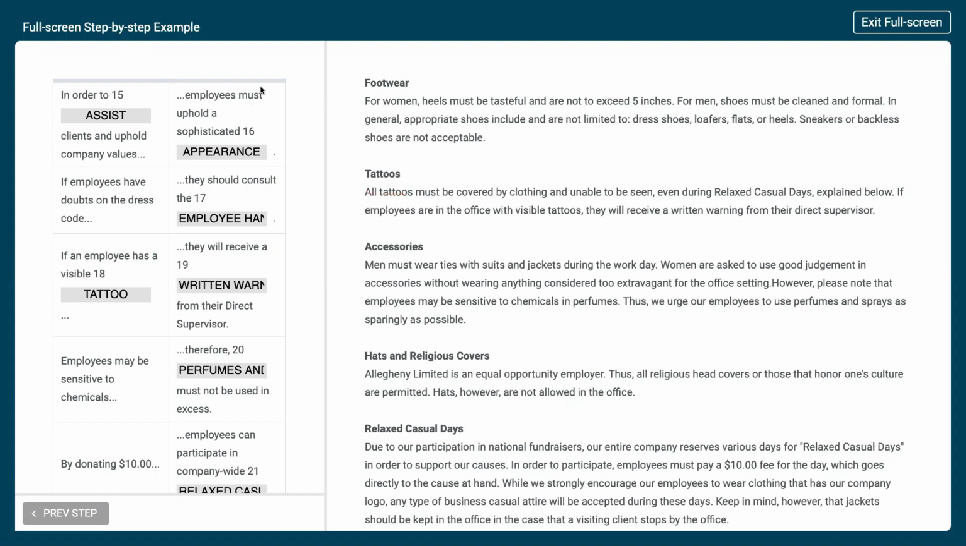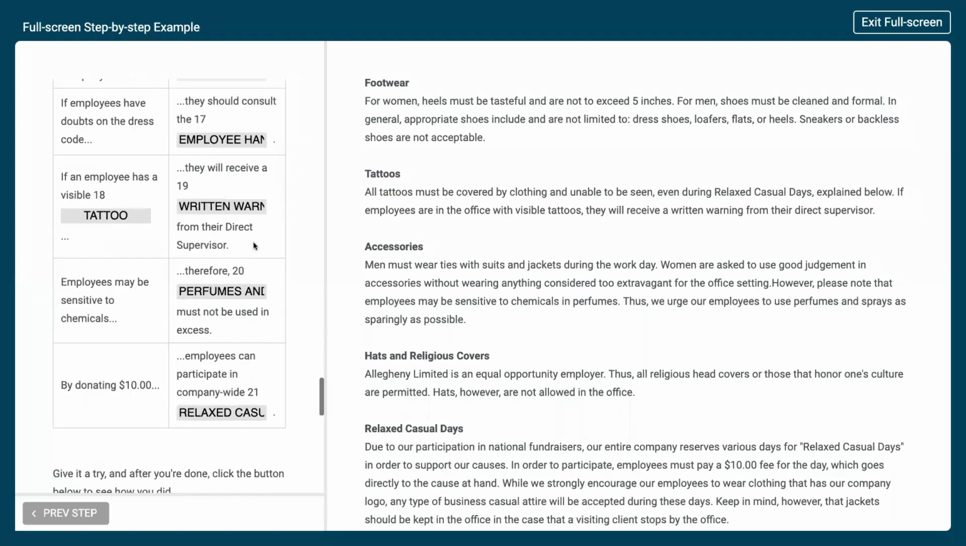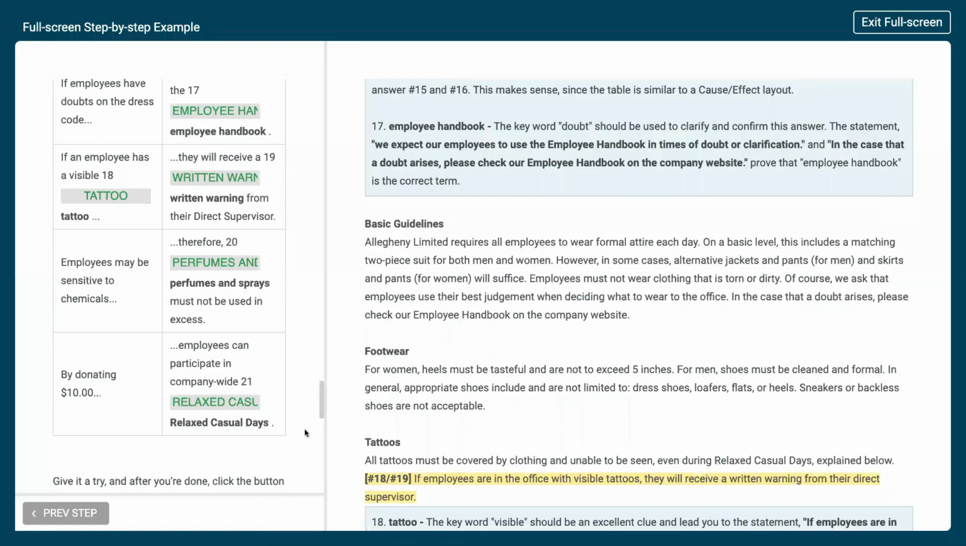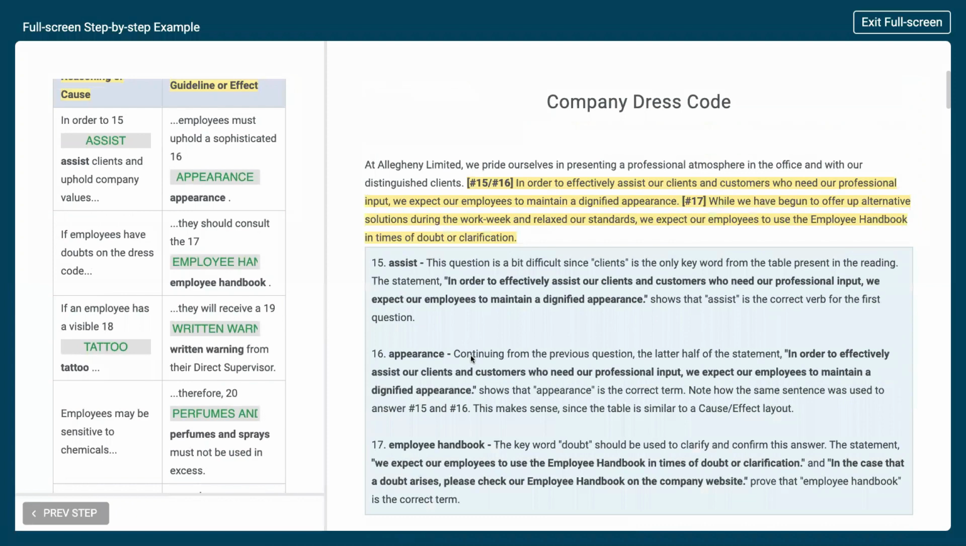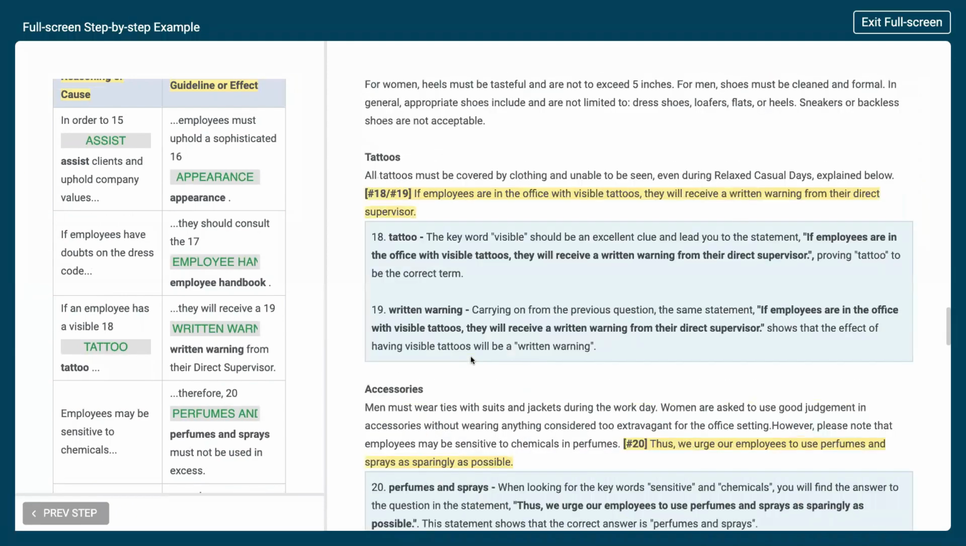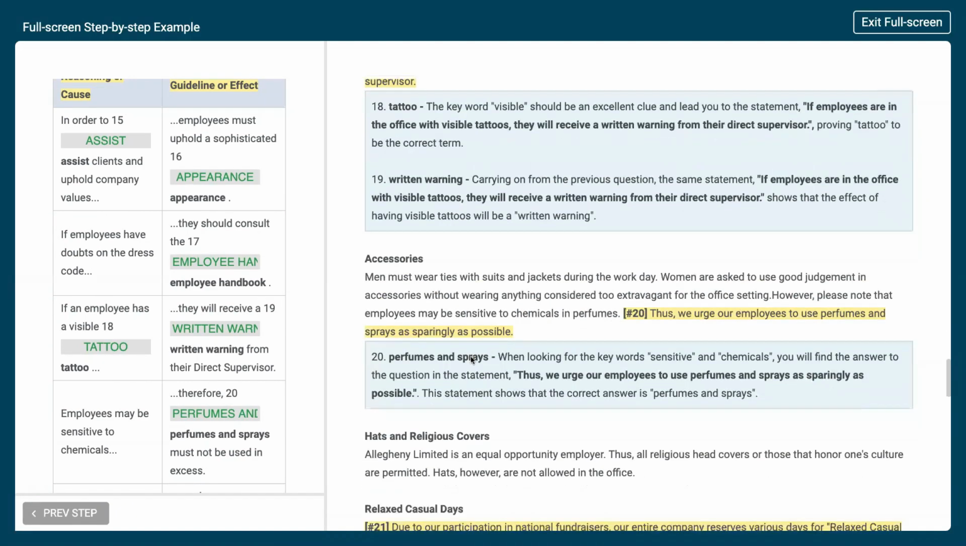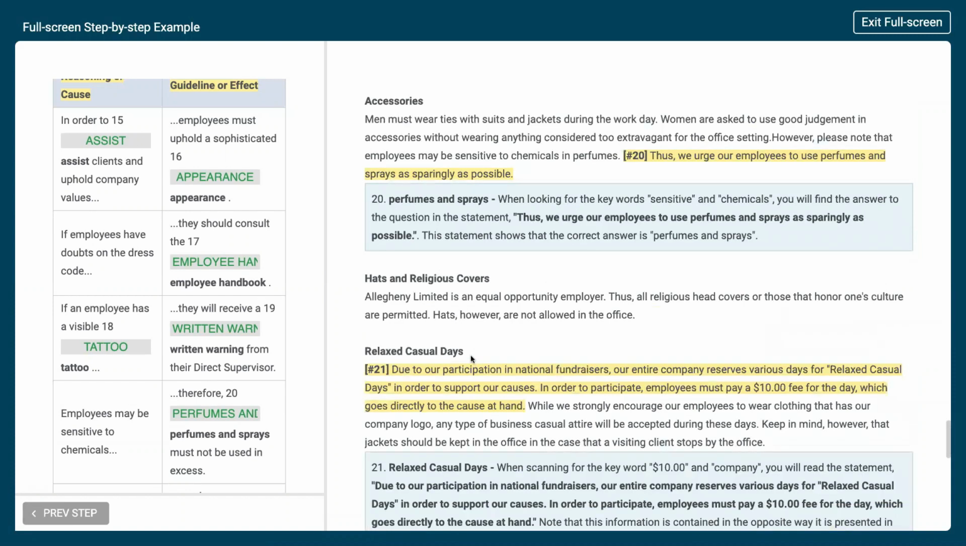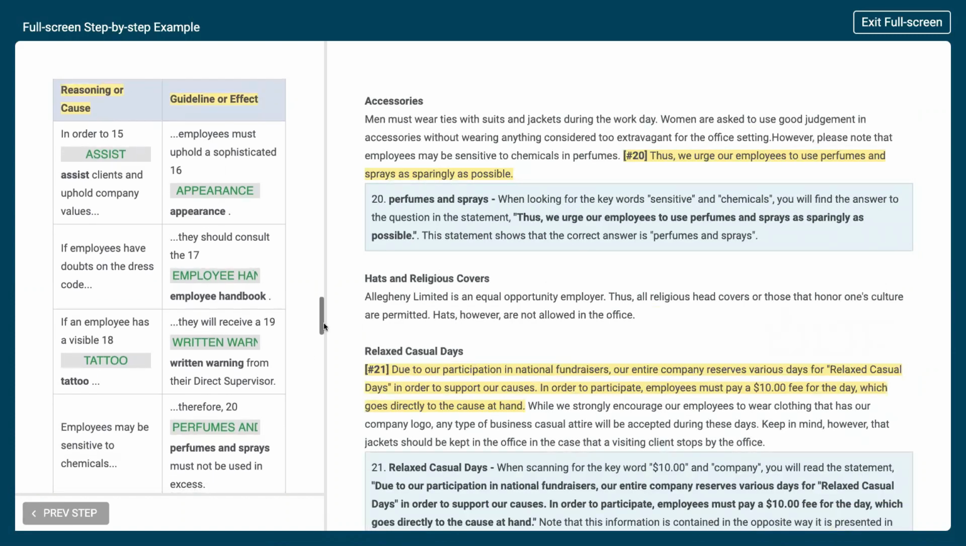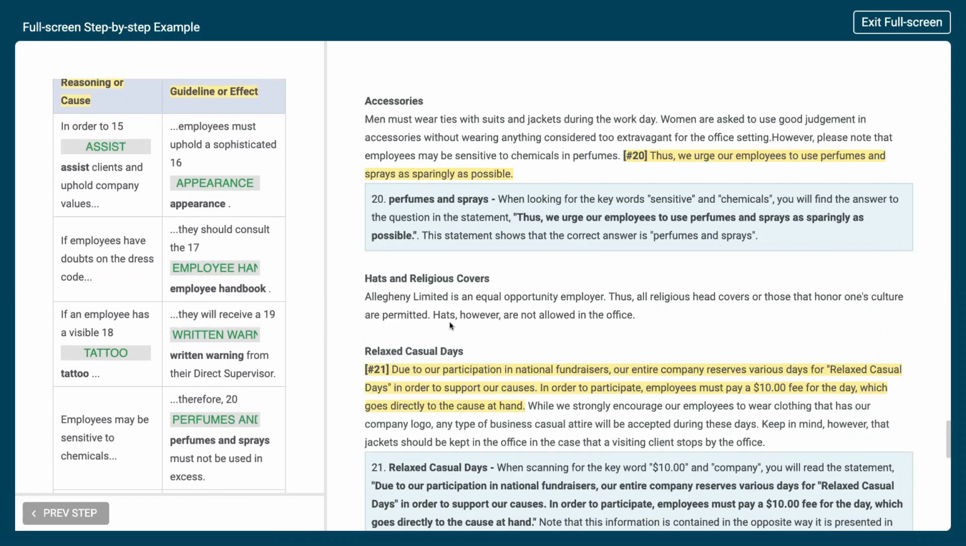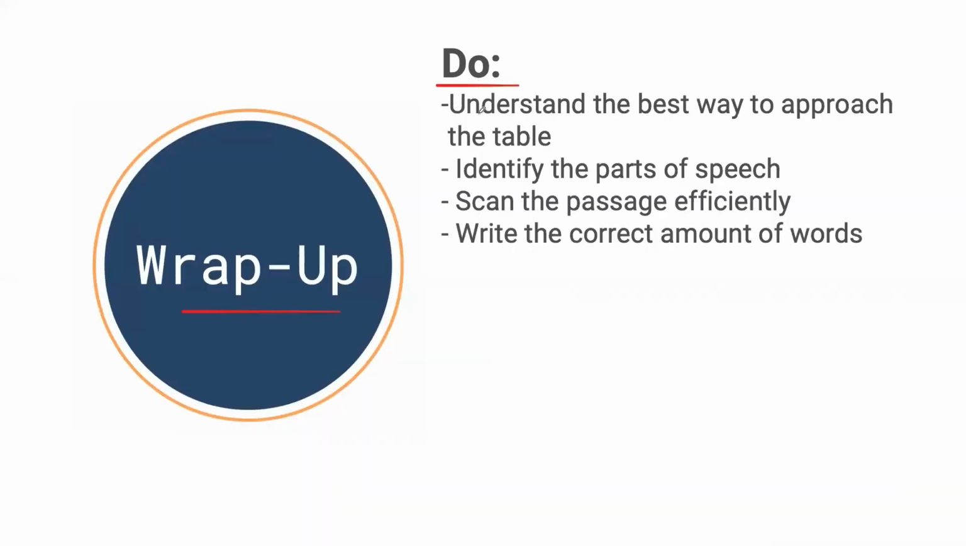All right, so let's clear our screen and check our answers. And yes, it looks like everything was correct. And on the right-hand side, you'll see the answers highlighted in yellow with the explanations that we talked about together. So just remember, analyze your table, pay attention to the grammar, and scan as necessary and nothing more. Great job. Okay, time to wrap up and finish this lesson.